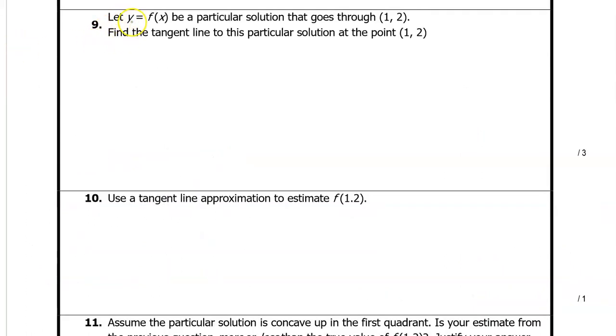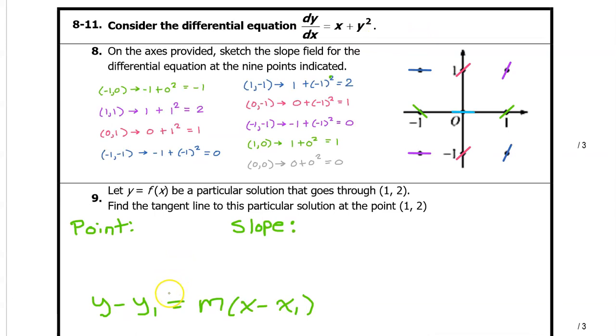Number 9. Let y equals f of x be a particular solution that goes through (1, 2). Find the tangent line to this particular solution at the point (1, 2). Whenever we find the equation of a tangent line, we always use point-slope form. So all we need is a point and the slope. And in this case, they gave us the point. The point of tangency is (1, 2). So all we really need is the slope.